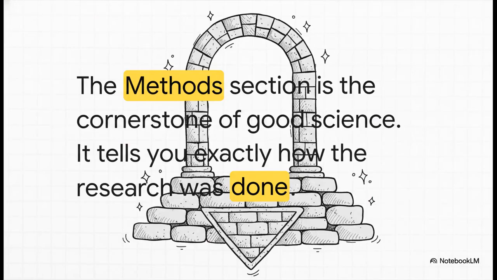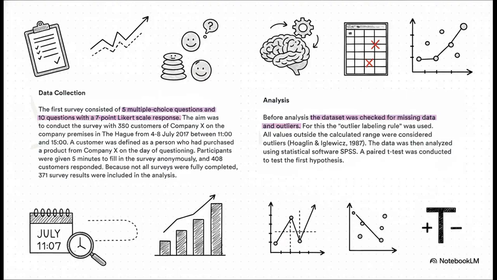Now, out of all those sections, I really want to zoom in on the methods. Why? Because this section is the absolute cornerstone of good science. If the methods are shaky or aren't explained well, then you simply cannot trust the results, period. This is what lets other scientists check the work. And I mean, the level of detail has to be intense. The methods section spells out everything, from exactly how the data was collected to the specific statistical analysis that was used. This kind of transparency is completely non-negotiable. Another scientist has to be able to read this and repeat the experiment step for step.